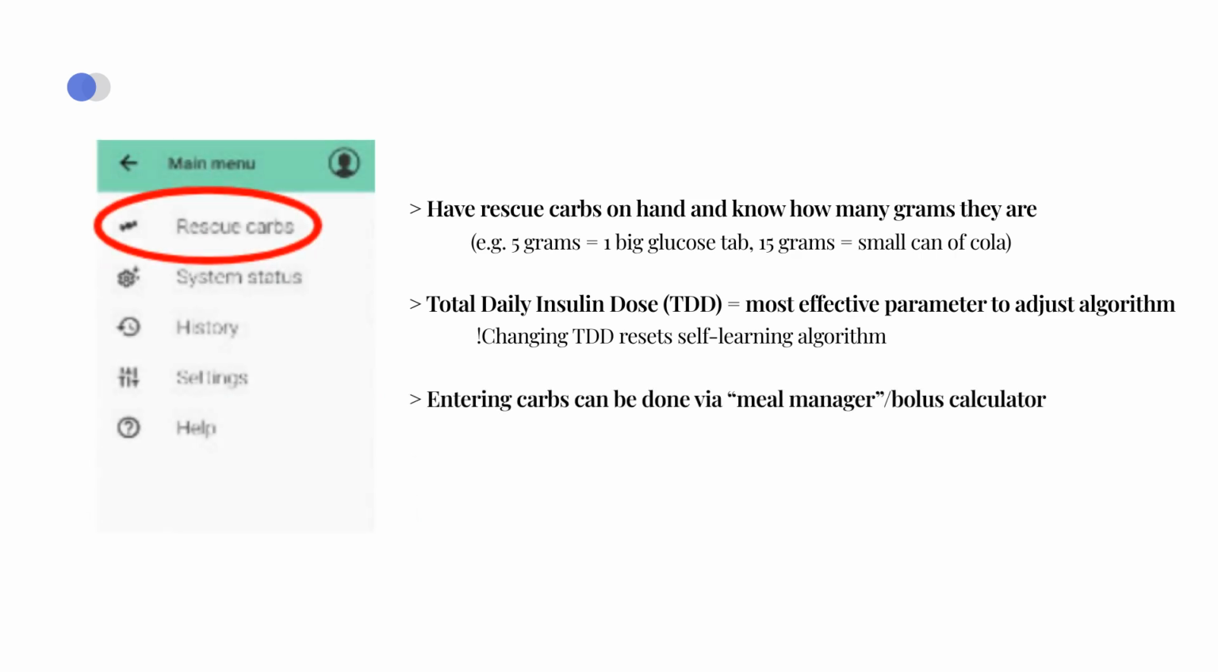You can enter carbohydrate information either through the bolus calculator or as rescue carbs. If you choose the latter option, the system will not provide additional insulin for the carbohydrates consumed.